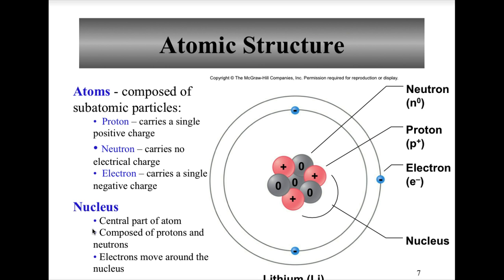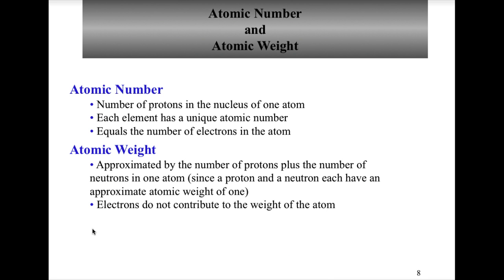So you have the neutrons and protons in the middle, and the electrons circle about the nucleus in what we call electron shells or orbitals. The nucleus itself is the central part of the atom, and it is composed of the protons and neutrons. Both of those have weight, and electrons move around the nucleus, and they have minimal weight. From the periodic table, you can look at the atomic number and the atomic weight.